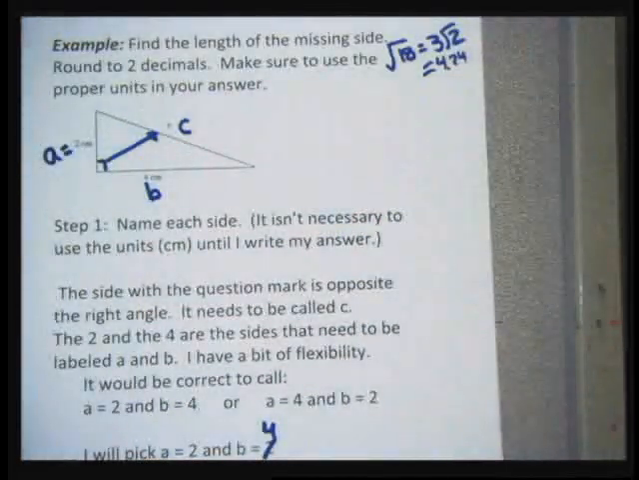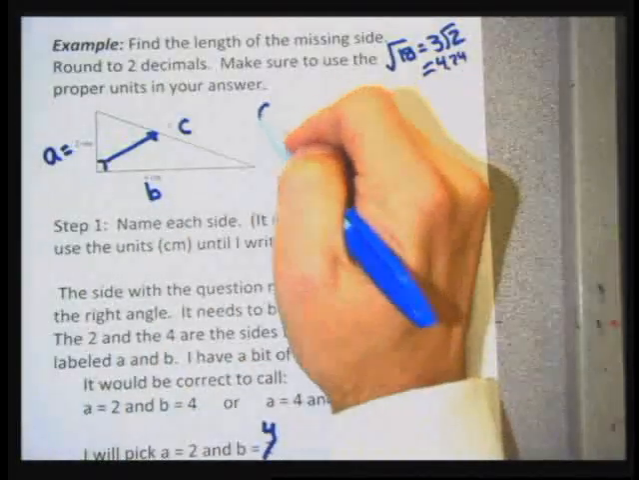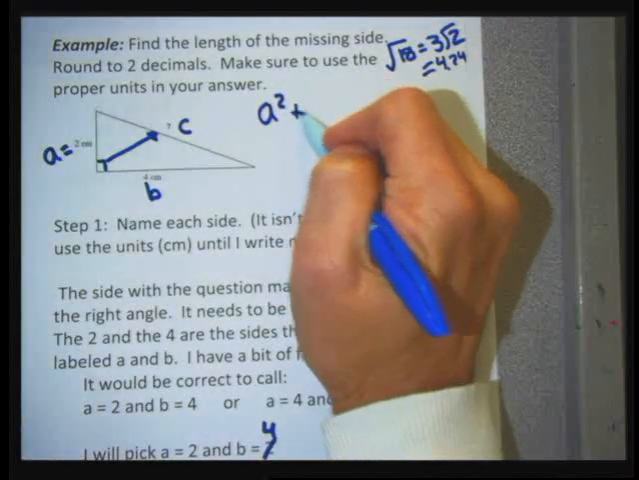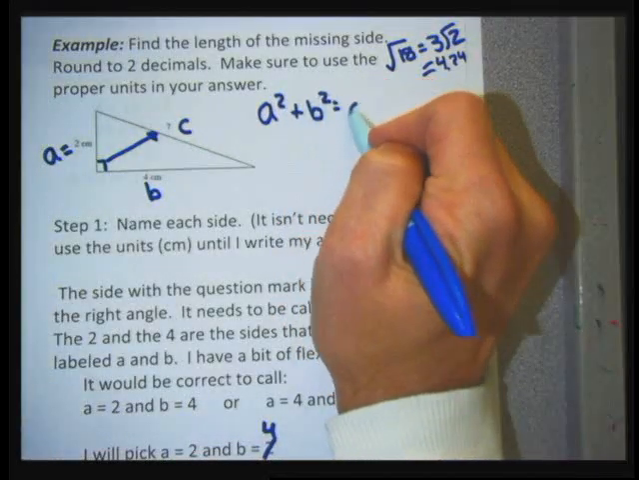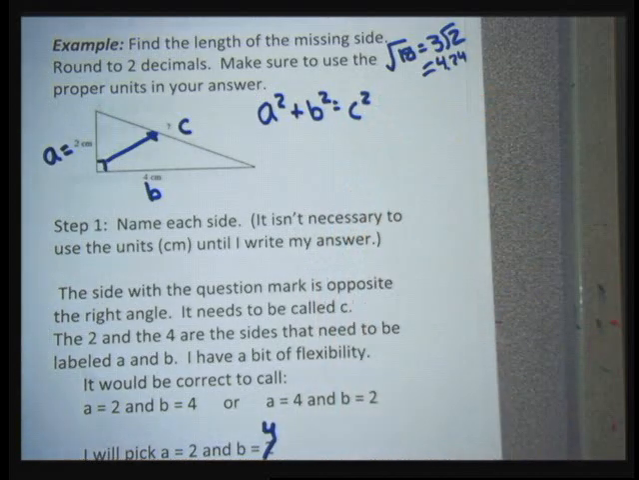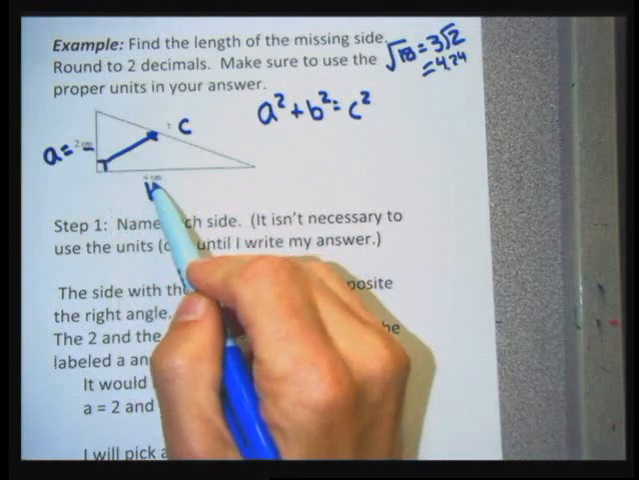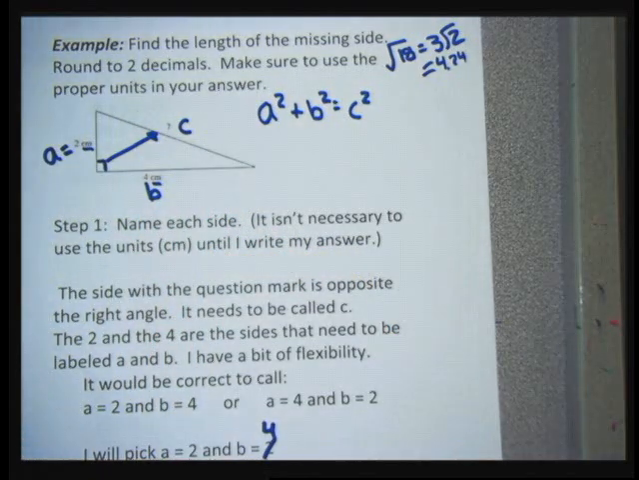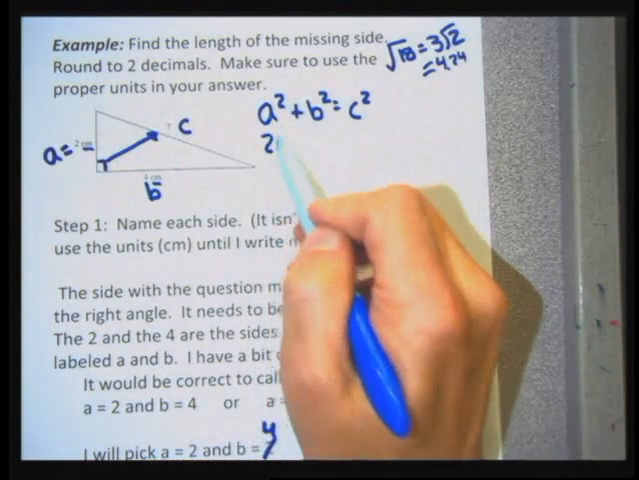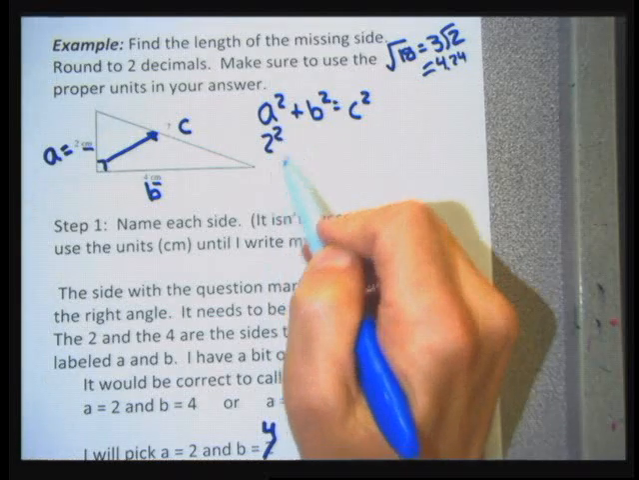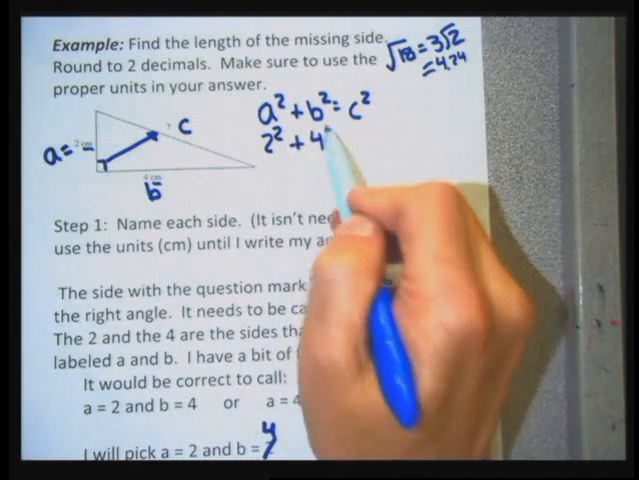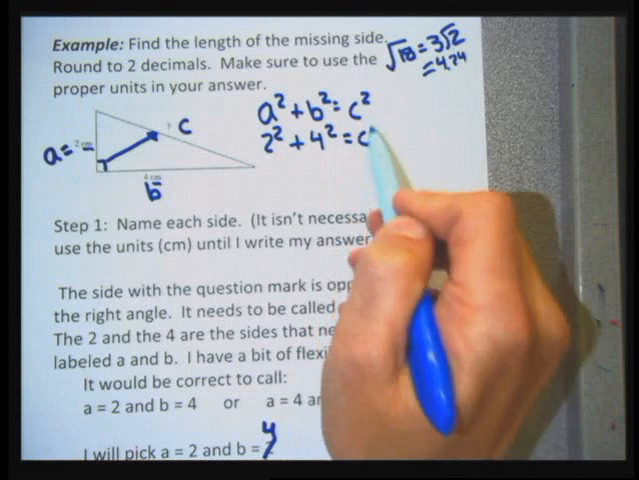And what am I going to do with those numbers? I'm going to put them in the formula. The formula is A squared plus B squared equals C squared. I'm going to not put my units in because it makes the algebra icky to do. What I'm going to do is put my units in at the end. The length of this side has to have the same units as the lengths of the other sides of the triangle. So I'm finding the length of the unknown side, and it has to be in centimeters. So for A squared, I'm going to put 2 squared. For B squared, I'm going to put 4 squared. And C squared, I'm going to leave C squared.